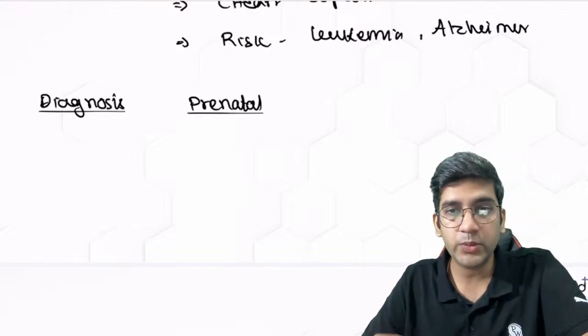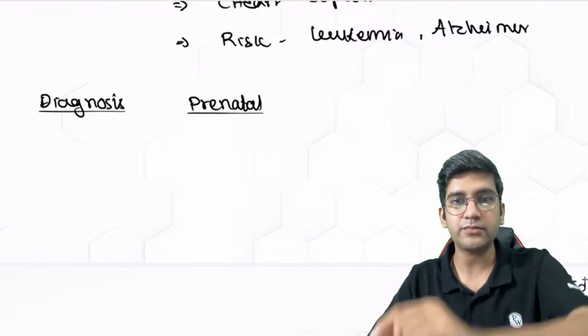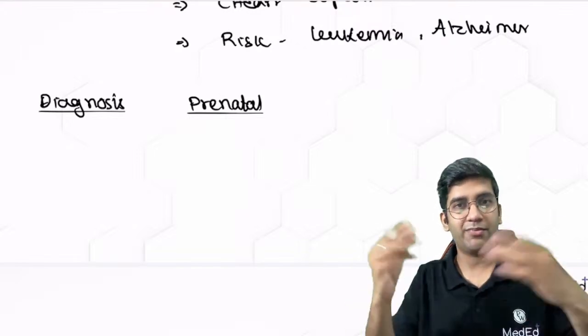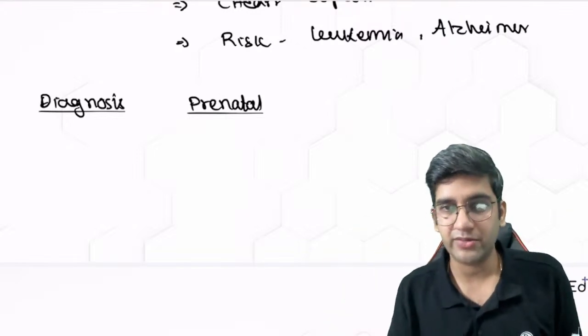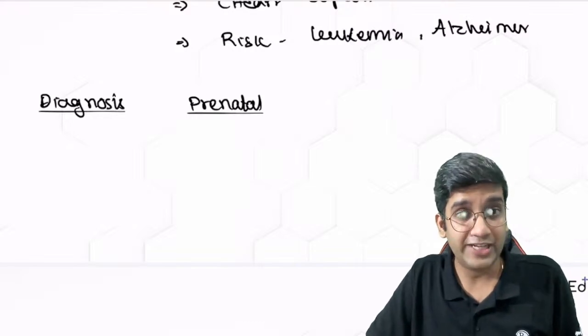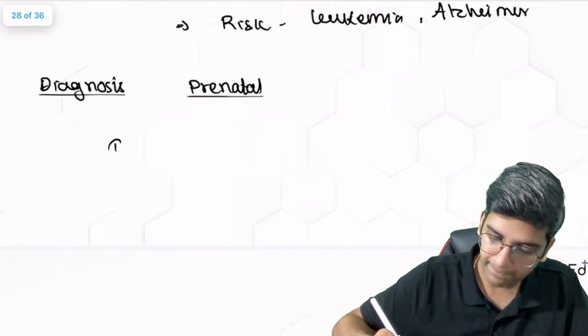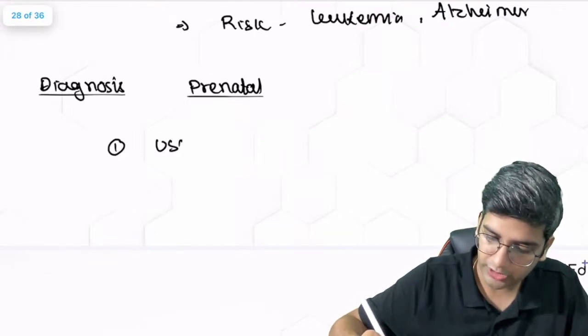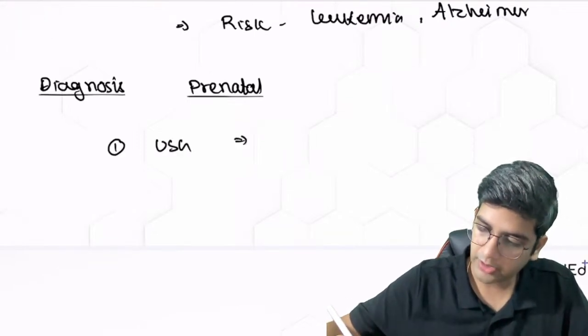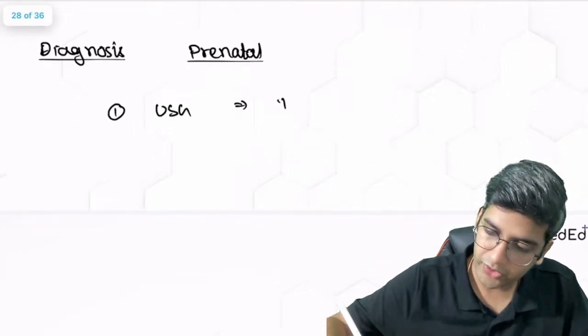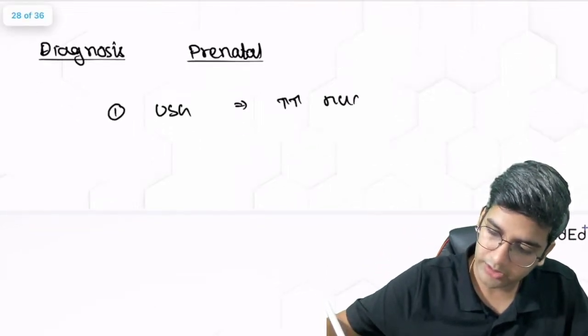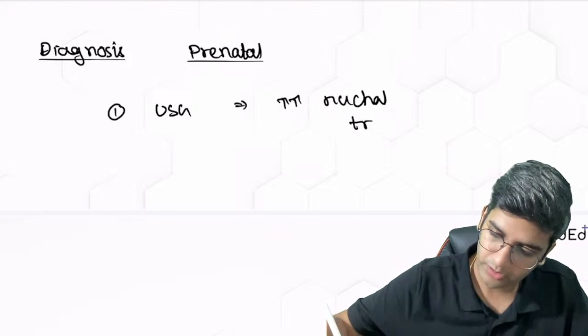There are multiple things with diagnosis, fine? Yeah, the enzymes are very important. So when I say prenatal diagnosis, there are multiple things here. One, you have an ultrasonogram showing an increased nuchal translucency.